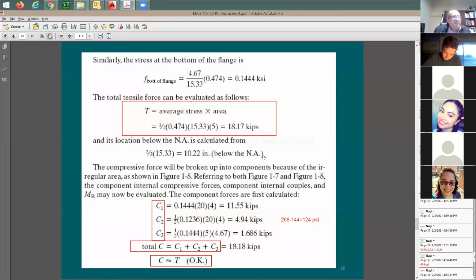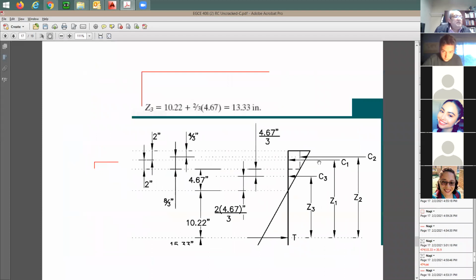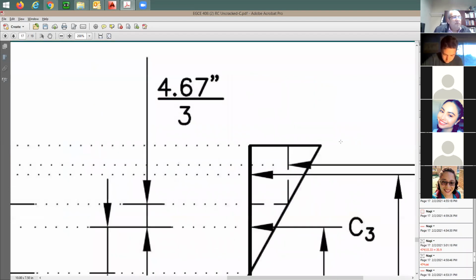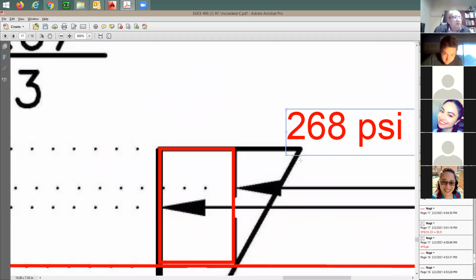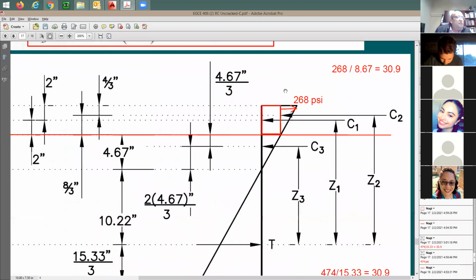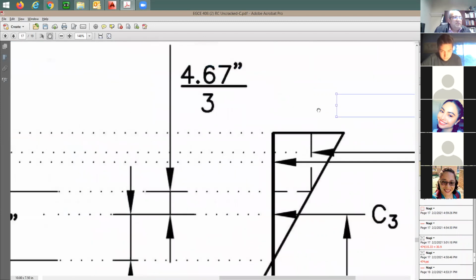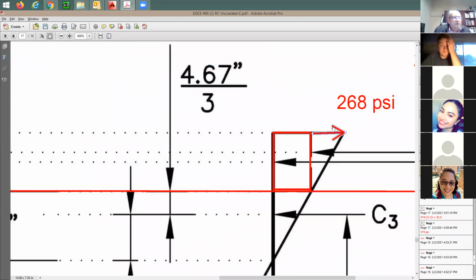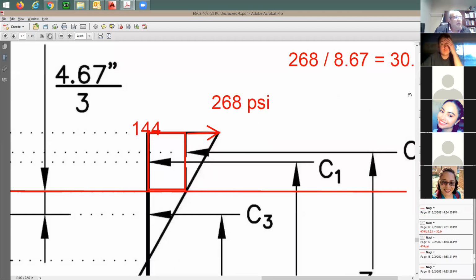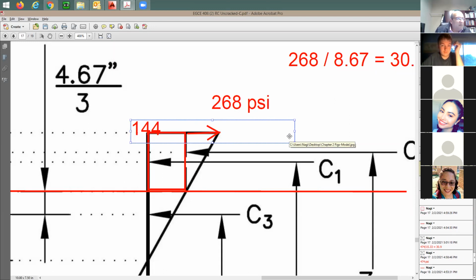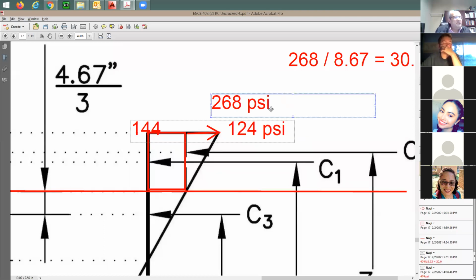So what does it mean by the stress here? If I'd like to see it on the stress distribution, I'm going to say this is stress. This is going to be the stress from here to here. From this point to that point. This is going to be the 124 from here to here. So this 268 is composed of two values. The first one is 144 and the second value is, I can just do it here, it's going to be 124 psi. You add them together, you end up with 268.